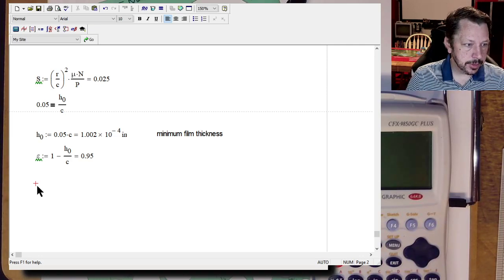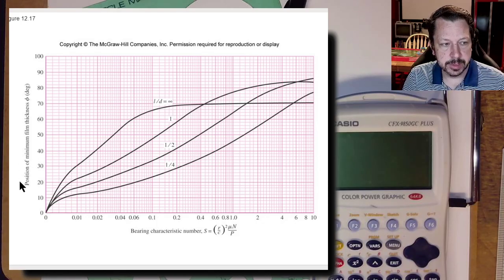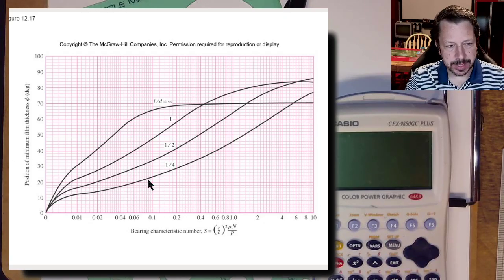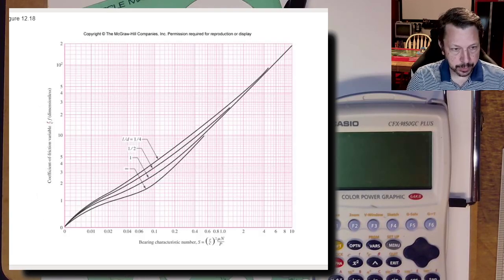You could also, there are charts for finding the location of this film thickness. They work very similarly. There's the position of minimum film thickness, so it gives you an angle to measure over from the y-axis, basically, to figure out where your minimum film thickness is. We're going to skip that one. It works the exact same way. You look up your bearing characteristic number, and you read it off the chart on the right trace, and you find that angle. We're going to go to film pressure.